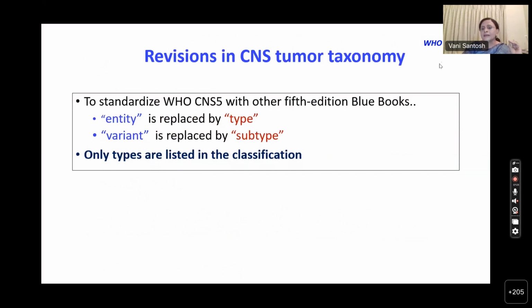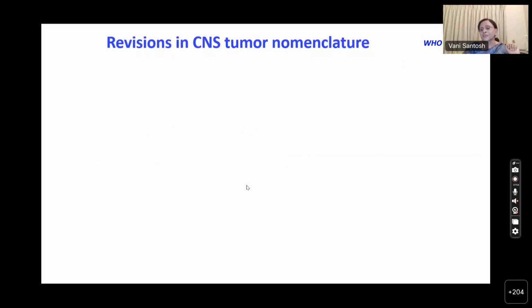And in order to standardize this WHO CNS 5 with the other 5th edition blue books, some terminologies have been changed. For example, we don't use the term entity anymore. In the earlier classification, they were all referred to as tumor entities, but now we call them tumor types. And histological variants are now designated as subtypes. So we have only type and subtype. We do not have any tumor entities and tumor variants, and it's the types that are listed in the classification.